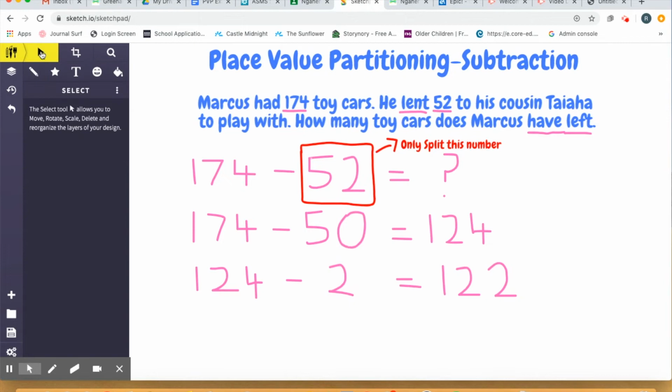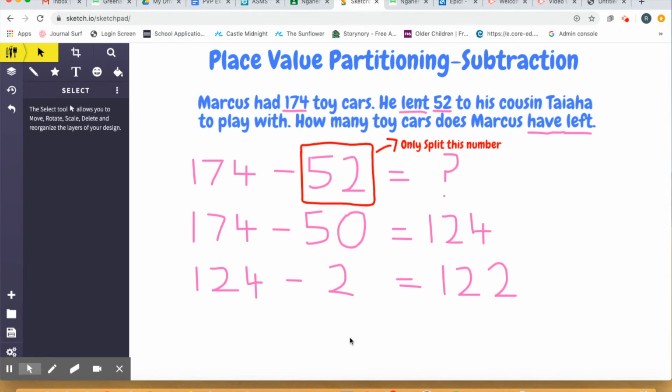So again, it's showing me I'm taking those away, and the answer I'm looking for is how many left over will Marcus have. So what I've done here is I've got my 174 take away 52, and I only split this number, and I split it into its place value. So in 52, I have my tens and my ones column. My tens column, I've got a 5, so that's 50. And in my ones column, I've got a 2, which is 2 ones is 2. So the first step is I drag my 174 down and I take away the 50 from that. So it's basically going to be 174 take away 50, 70 take away 50 is 20, so 124.